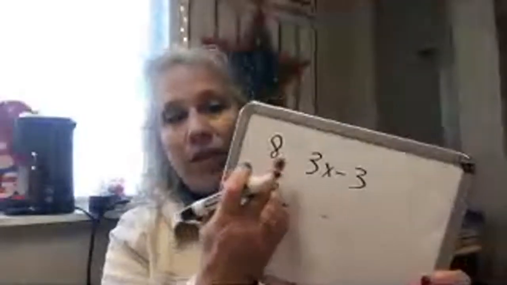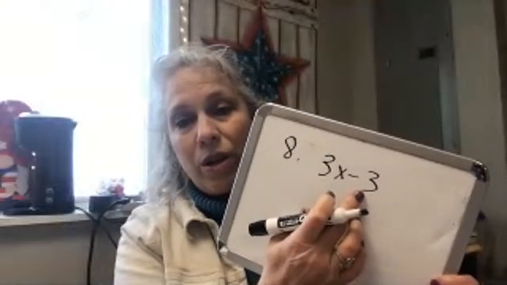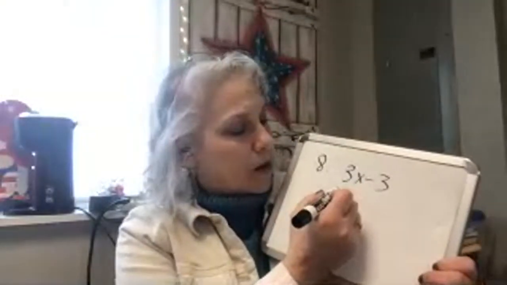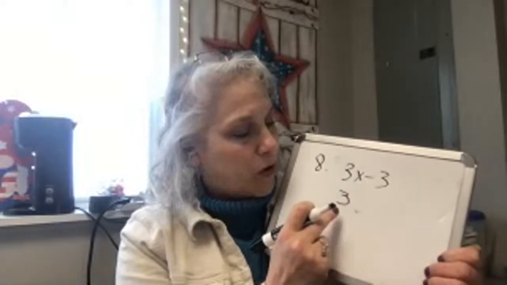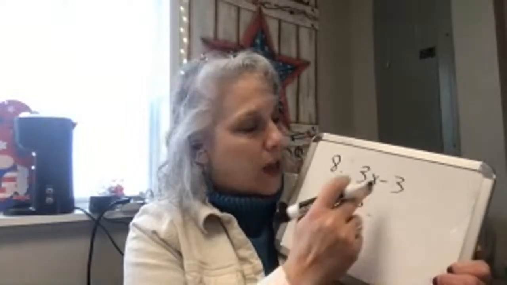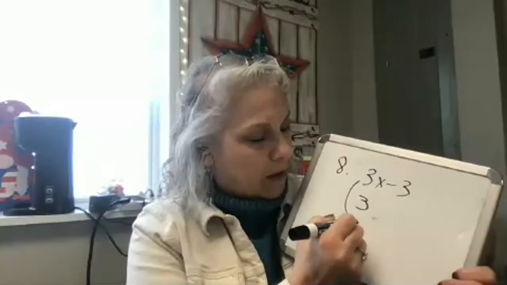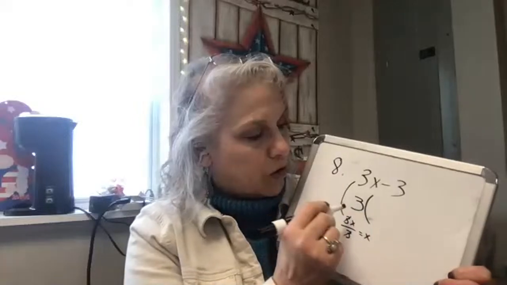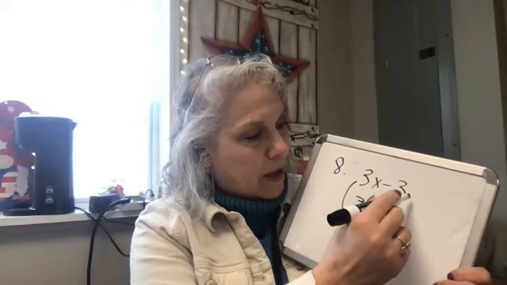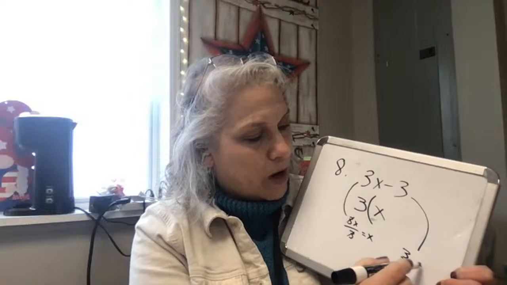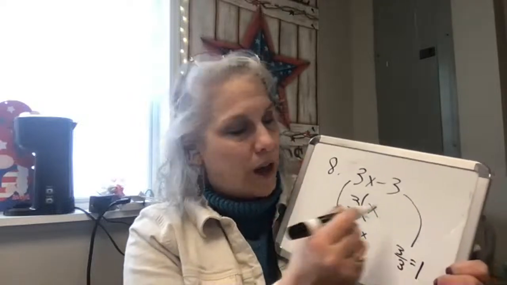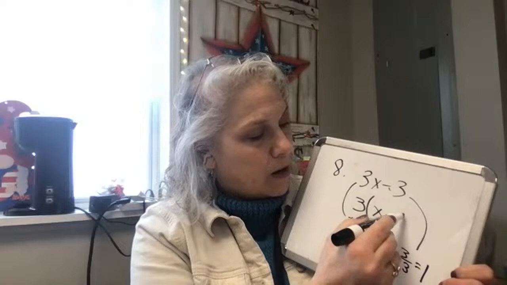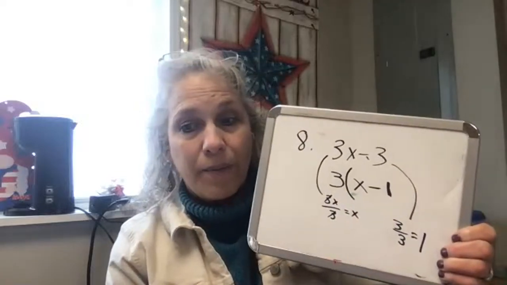For example, number 8, you see that you have 3x minus 3. There's a 3 common to this term and a 3 common to this term. So the common numerical number that is common to both terms is 3. You can write that down. Now I'm going to take 3x divided by 3, which is equal to x. So it's 3 times x, and then 3 divided by 3, which is 1. That's a minus sign there, so bring down the minus sign.